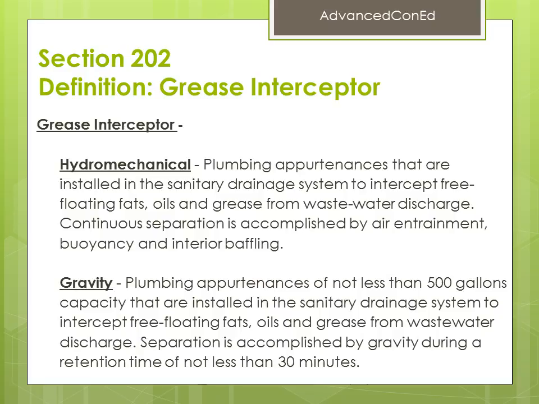Gravity. Plumbing appurtenances of not less than 500 gallons capacity that are installed in the sanitary drainage system to intercept free-floating fats, oils, and grease from wastewater discharge. Separation is accomplished by gravity during a retention time of not less than 30 minutes.